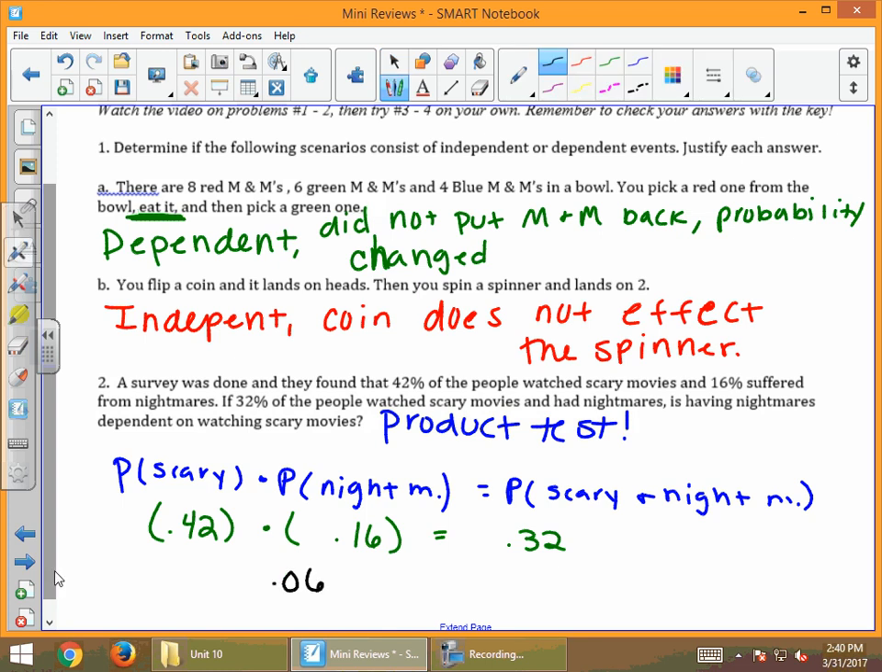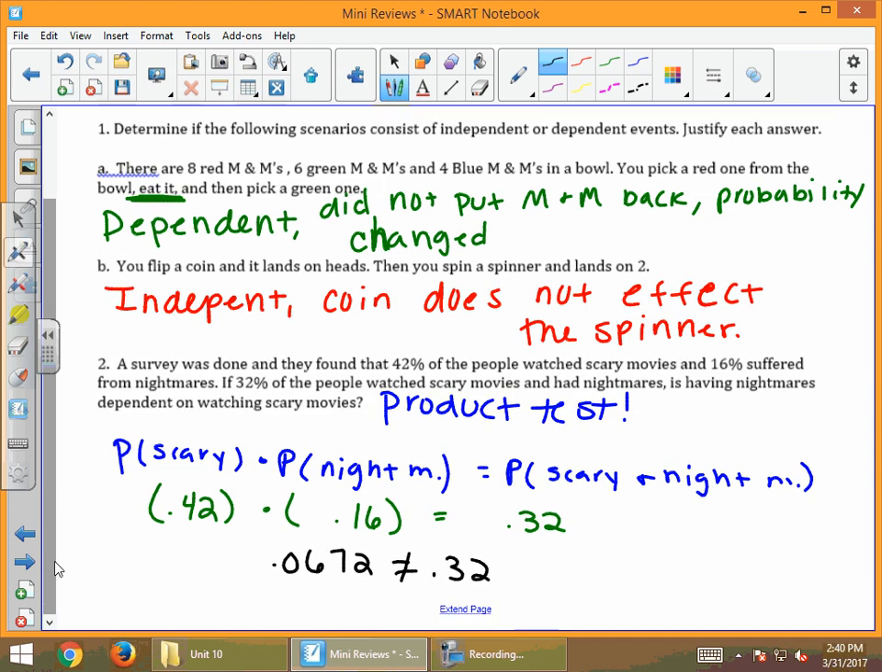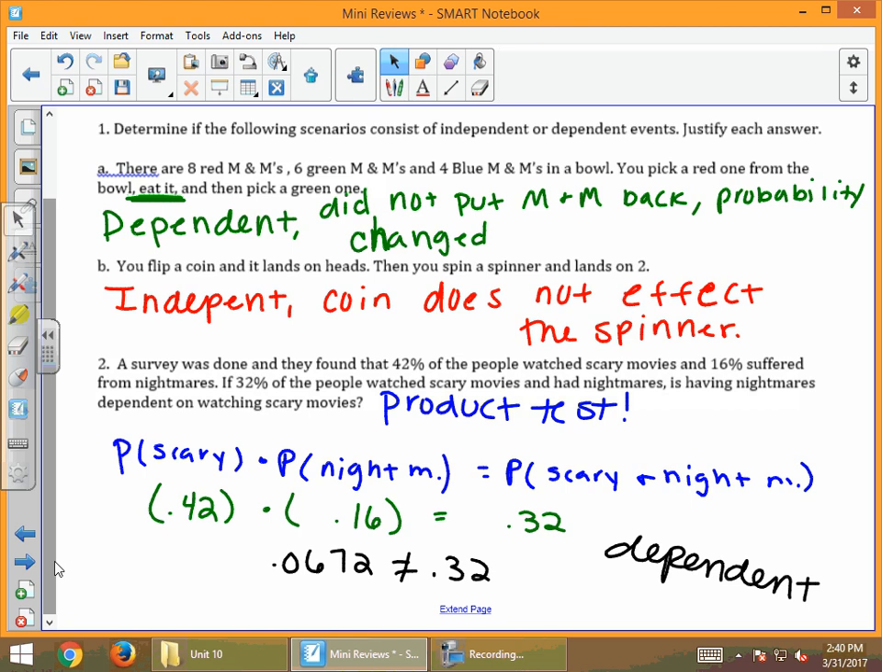So you plug that one side in your calculator, you're going to do 0.42 times 0.16, and you will get this. And that does not equal 0.32. So, yes, there is dependence. If you watch scary movies, more than likely you're going to be having nightmares. There is dependence.